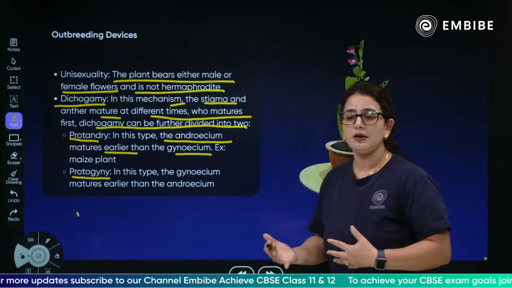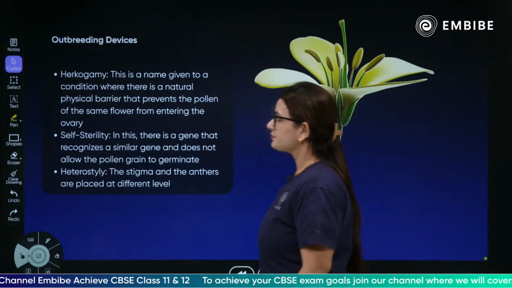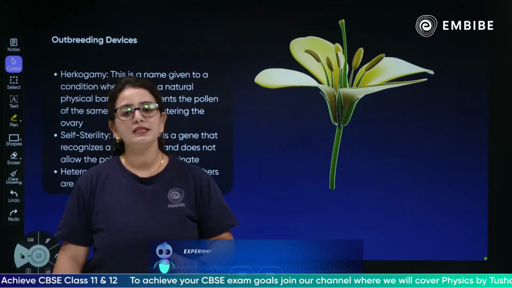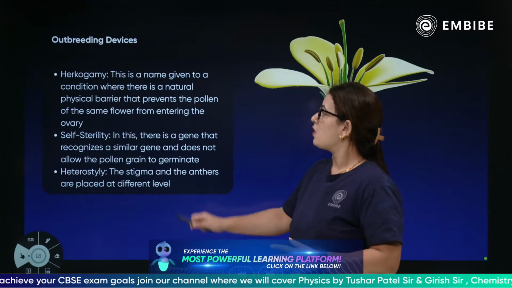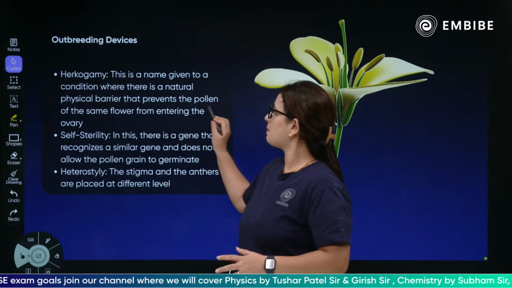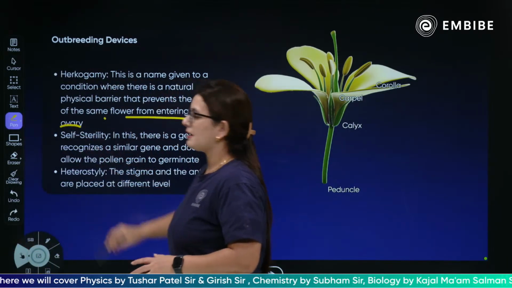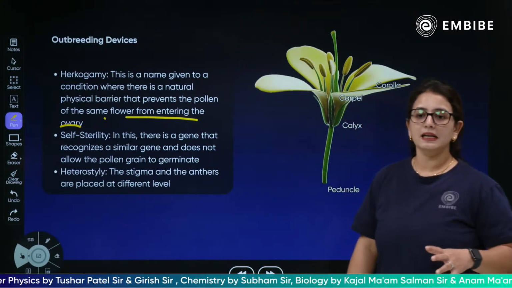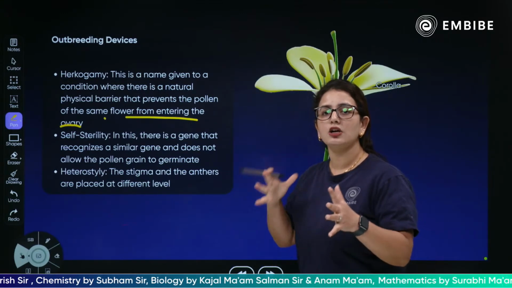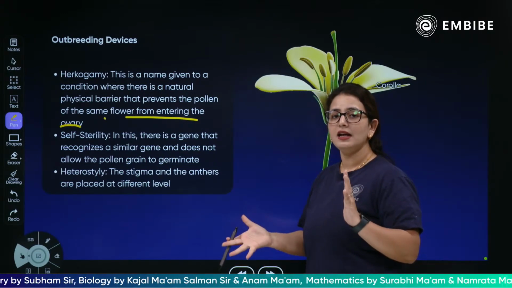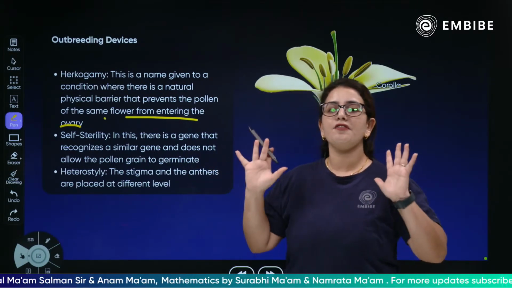Next, we have more things to basically avoid self-pollination. Next, we have heterogamy. What is heterogamy? Children, heterogamy is typically a physical barrier that prevents the pollen of the same flower from entering the ovary. It is a method adapted by plants to avoid contact of the anther and the stigma. This is what you call heterogamy, the natural physical barrier.